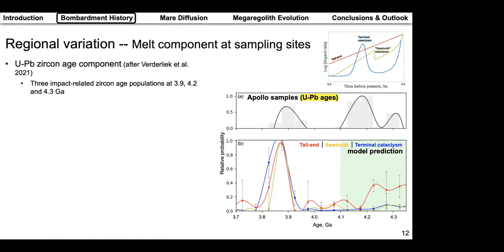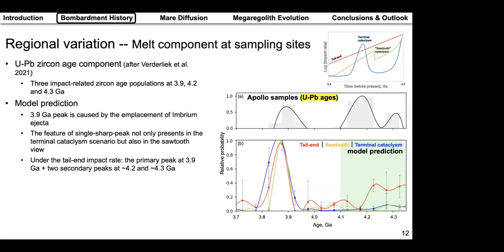And then, as with what I showed for the meteorites, the upper histogram shows you the age of these samples. We can still see the three peaks. But for the model-predicted result, the plot below, you can see that not only the cataclysm models but also the sawtooth both show only one sharp peak between 3.8 and 3.9 gigayears. Only the models with the tail end show two additional significant peaks.